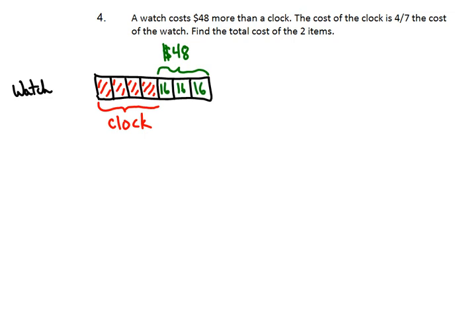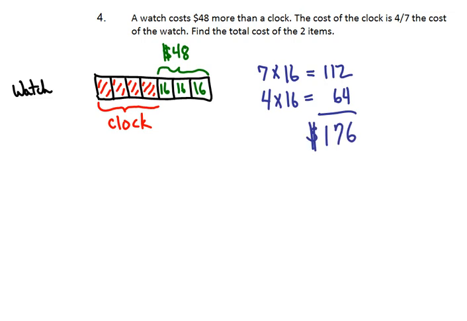Well, since there are 7 for the watch, 7 times 16 would be $112, and that would be the cost of the watch. The clock would be 4 16s, and that would be $64, so that altogether the total value of the two would be $176. So in this particular case, we kind of put off the first sentence and worked on the second sentence.